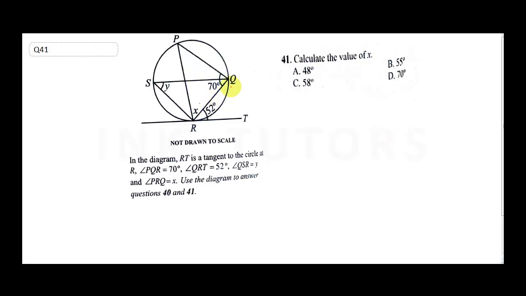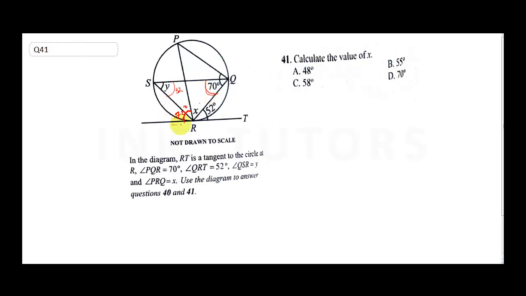Notice we said the angle between here and here is 52. This is also 52. Now, we say the angle here is equal to the angle here. So, if angle PQR is 70 degrees, then this place is still going to be 70 degrees because of the same reason. That means this angle is equal to this angle.